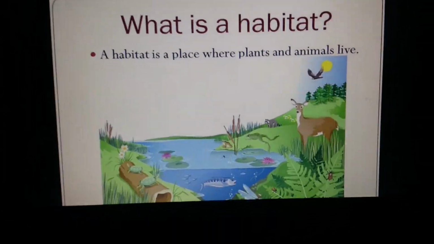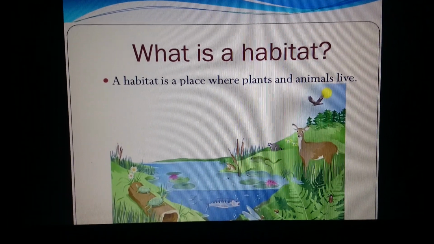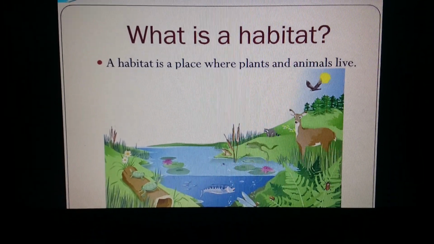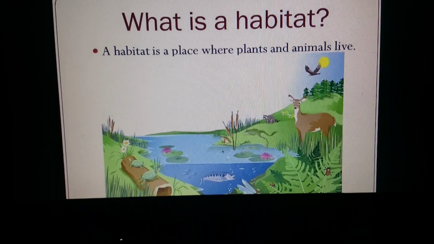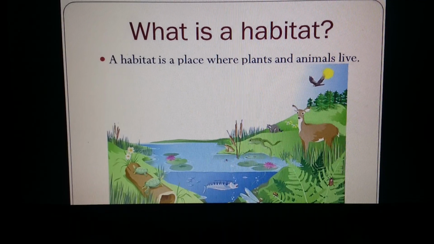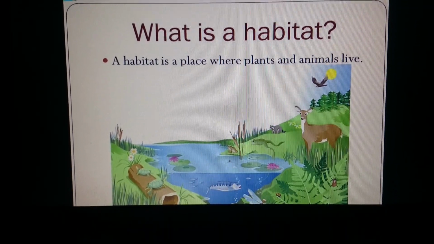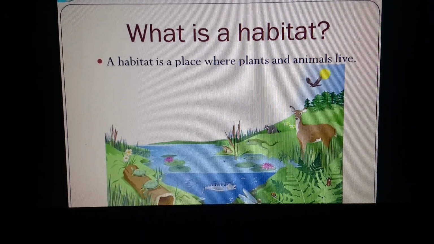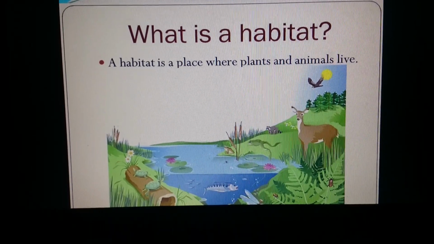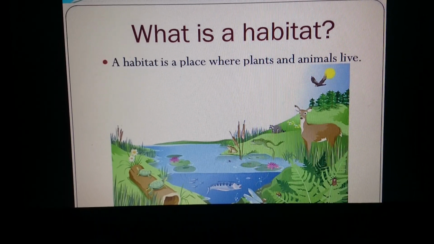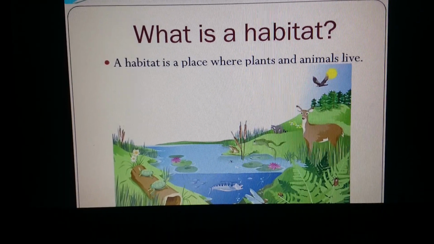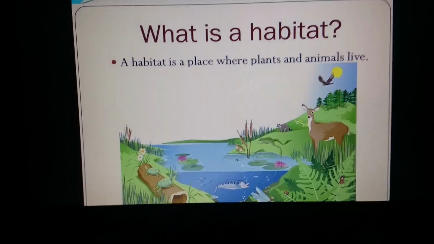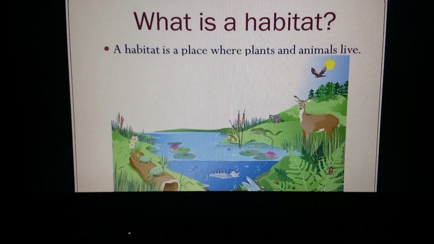So we already know, in the previous video I have explained to you what is habitat, and again let me repeat it for you. A habitat is a place where plants and animals live. What is a habitat? Repeat after me. A habitat is a place where plants and animals live. Very good. So now we know what is a habitat.